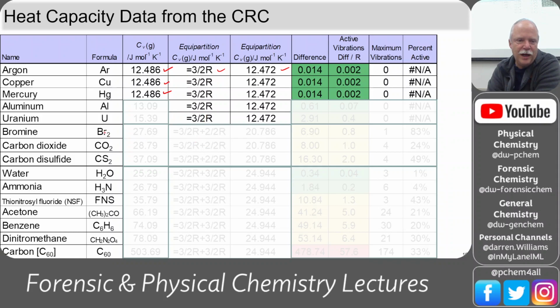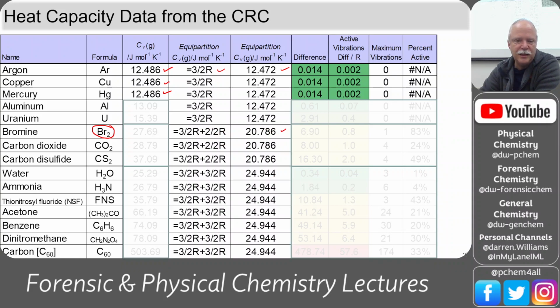But let's look at the diatomics. So bromine, CO2, CS2. The theoretical values are 3/2 R for translation, 2/2 R for rotation. So this is the theoretical value. The equipartition value is 20.786. And then here for bent, asymmetric molecules, it's 3/2 R for the rotation. And so it's close to 25 for the theoretical values. Now here are the experimental values.